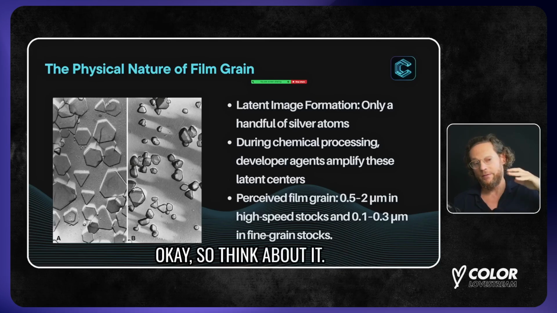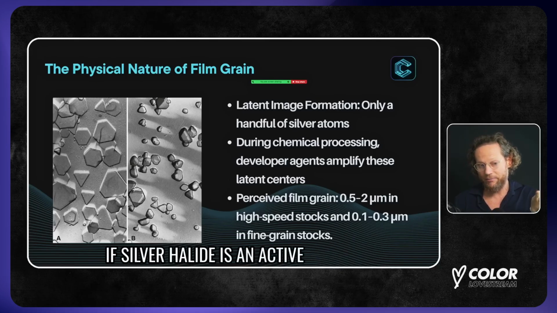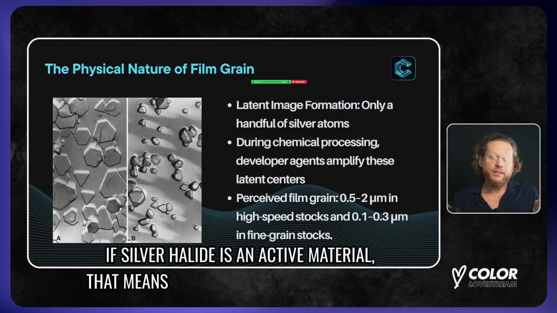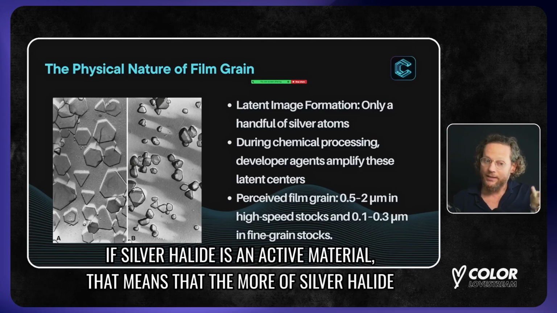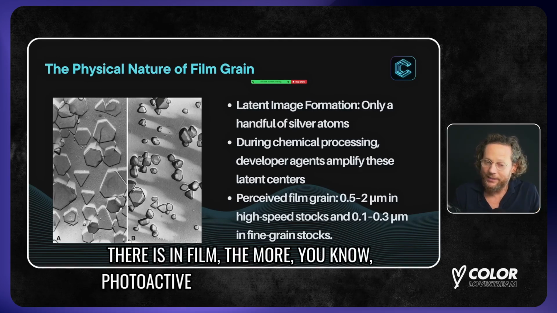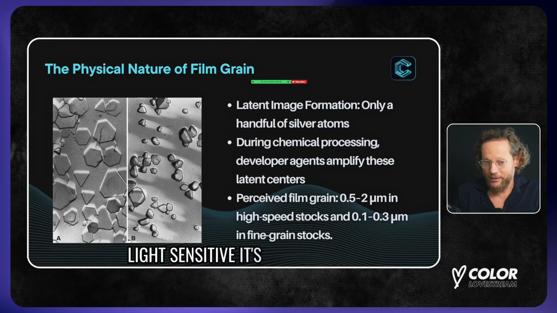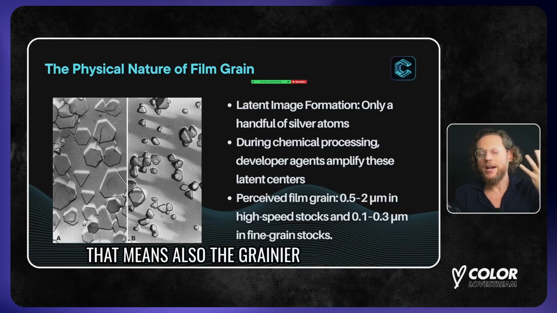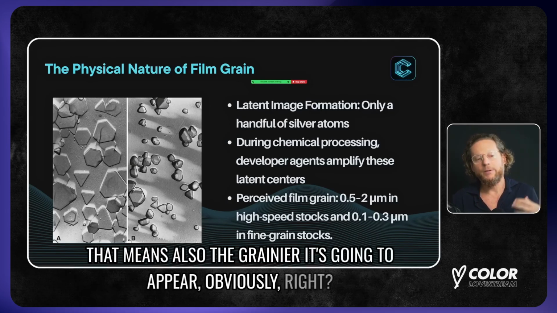Okay, so think about it. If silver halide is an active material, that means that the more silver halide there is in film, the more photoactive it's going to be, the more light sensitive it's going to be. That means also the grainier it's going to appear, obviously, right?